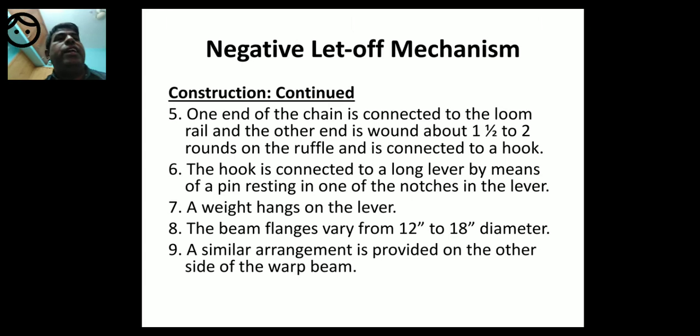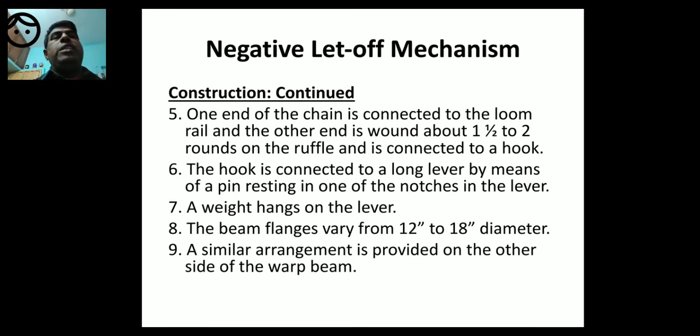One end of the chain is connected to the loom rail. So please observe the connections of the chain over the ruffle. One end of the chain is connected to the loom rail, and the other end is wound about 1.5 to 2 rounds on the ruffle and is connected to a hook.